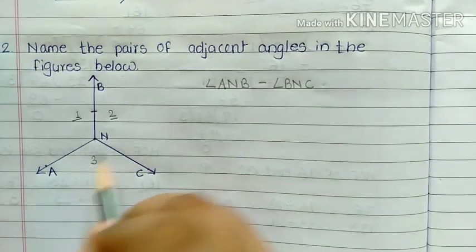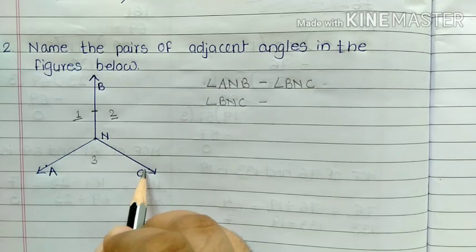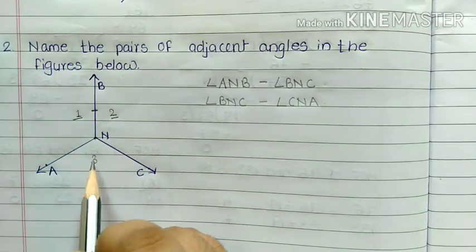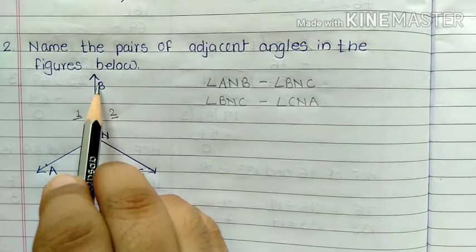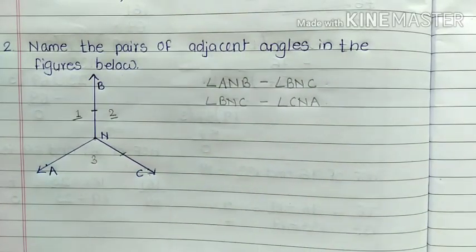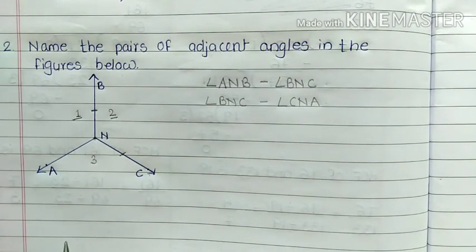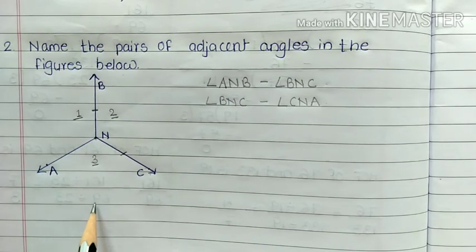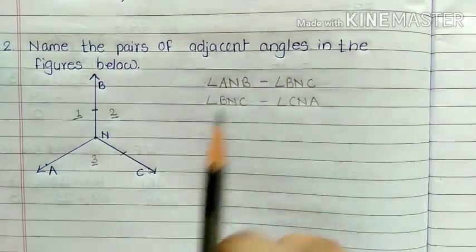Next, angle 2 and angle 3. Angle BNC, 2nd angle, and 3rd angle, angle CNA. Let us see whether they are a pair of adjacent angles or not. For angle BNC and angle CNA, ray NC is the common arm. Yes. N is the common vertex. Yes. The interior part for 2nd and interior part for the 3rd angle are different. It satisfies the condition.